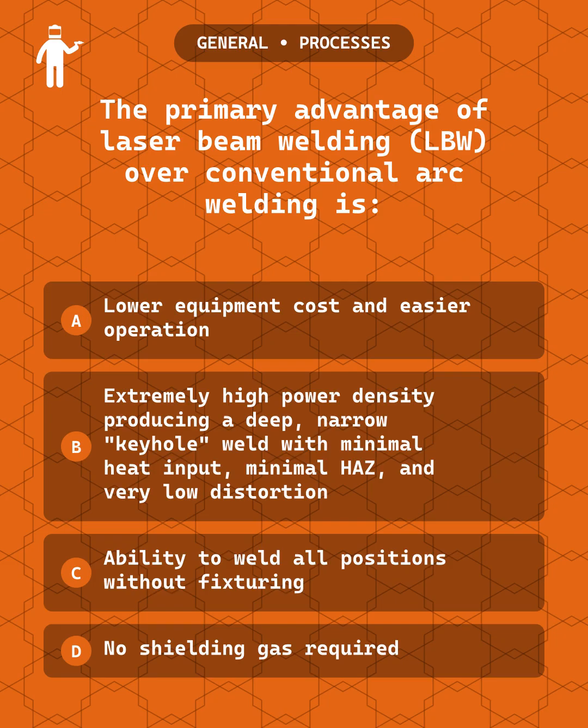Question 6. The primary advantage of laser beam welding over conventional arc welding is, is it A, lower equipment cost and easier operation, B, extremely high power density, producing a deep, narrow keyhole weld with minimal heat input, minimal HAZ, and very low distortion, C, ability to weld all positions without fixturing, or D, no shielding gas required?